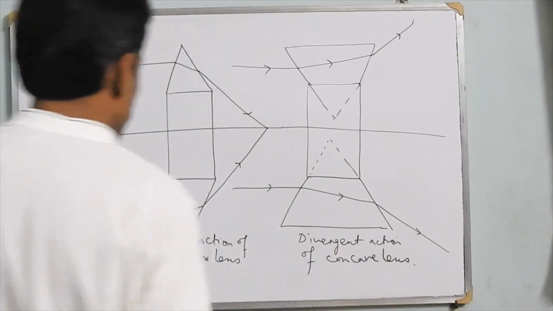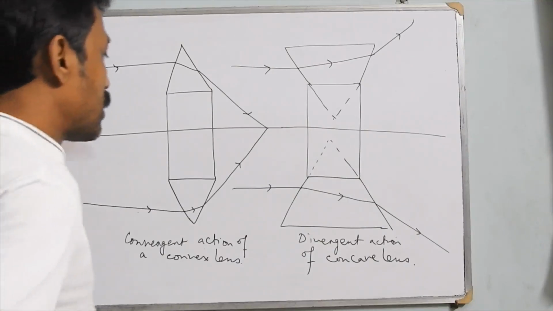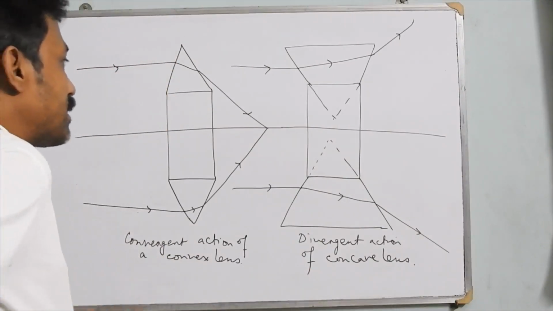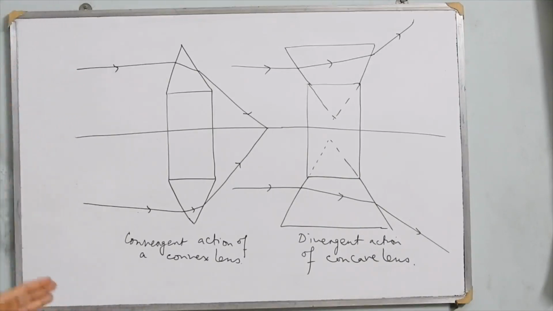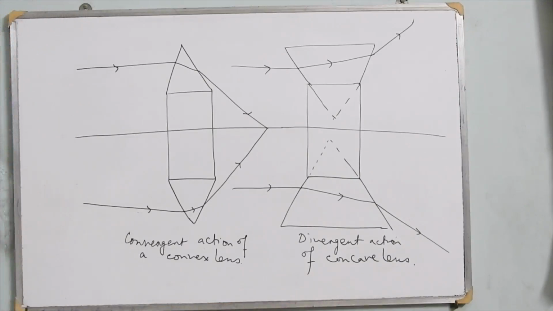So whenever we are talking about convex lenses, we should remember that convex lenses have a tendency to refract the rays towards the principal axis. Whenever we are talking of a concave lens, they have a tendency to deviate or refract the rays away from the principal axis, and hence they are called diverging lenses, whereas convex lenses are called converging lenses.